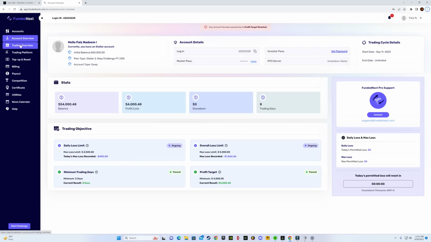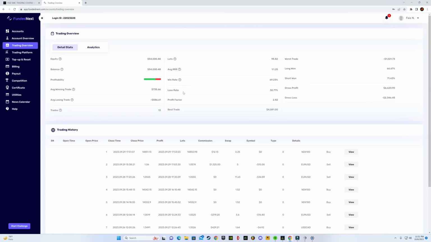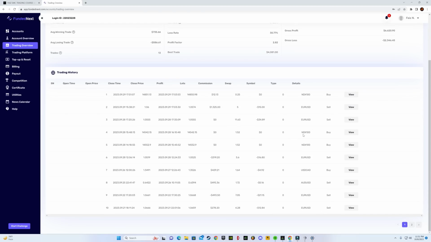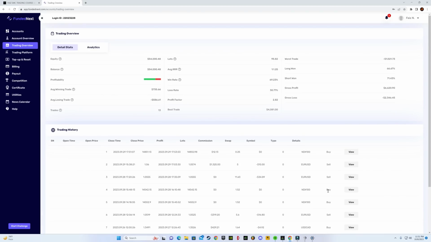So let's go to the trading overview and see what the win rate was. The win rate was around 70%, and I took around 13 trades, right? And that's how I passed the challenge. Later on in the video, I'm going to show you how I have already secured a withdrawal. I have already secured a payment through this account. So keep watching till the end, and let's move on to the strategy.